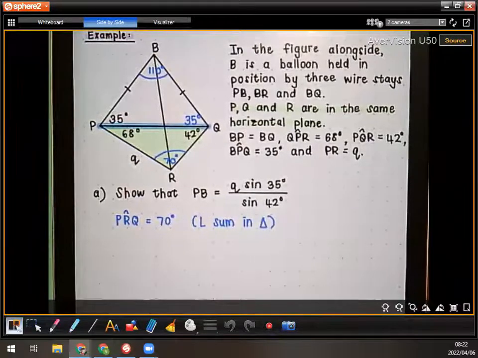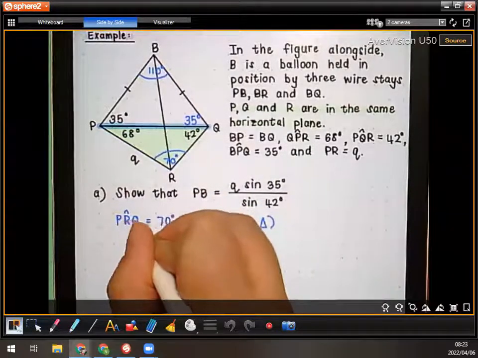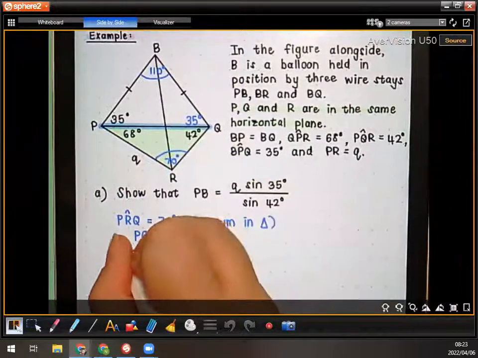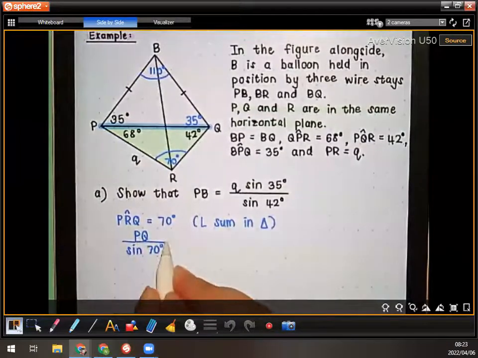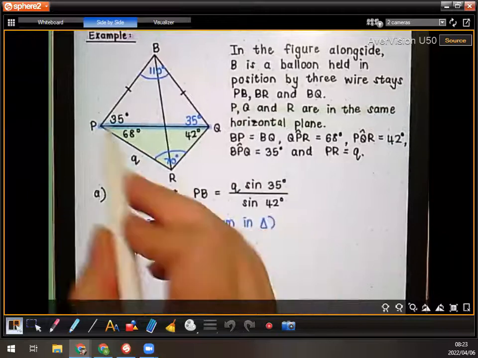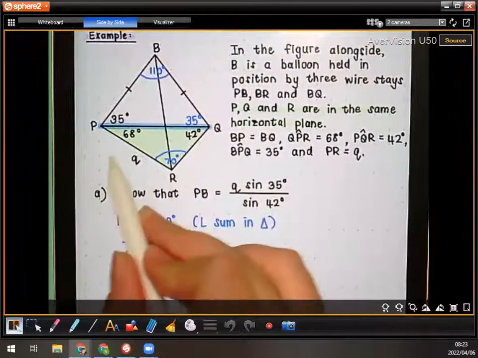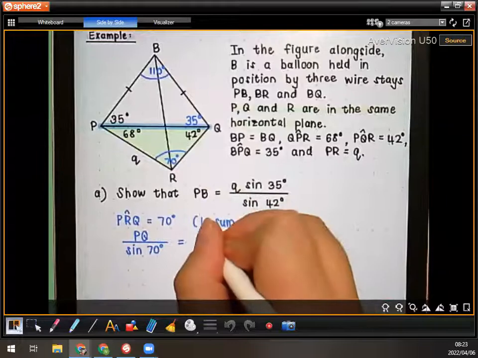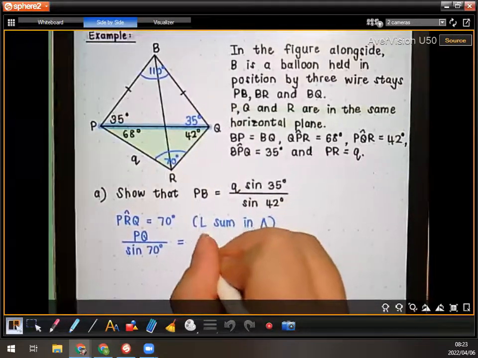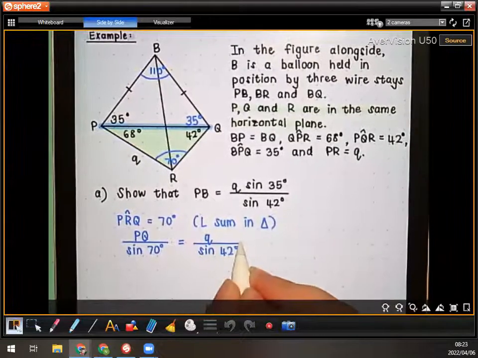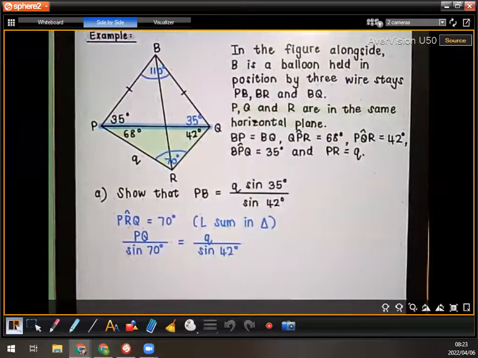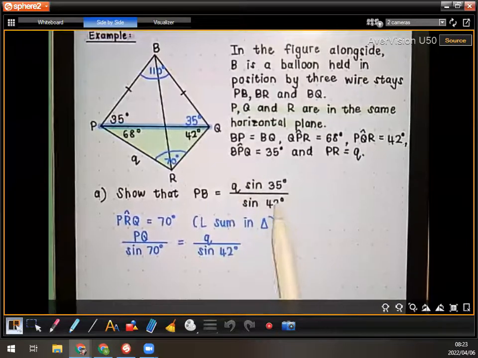Yeah, now we can use sine rule in that bottom triangle there. So now I'm going to say PQ over sine 70 is equal to Q over sine of the opposite angle. So Q over sine 42. And guys, we can already see that we have some of what we're trying to prove. Right? What are we trying to prove? We want to have a Q at the top and then a sine 42 at the bottom. We already have that here.